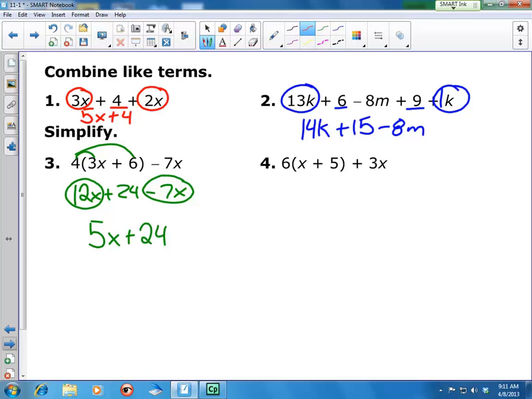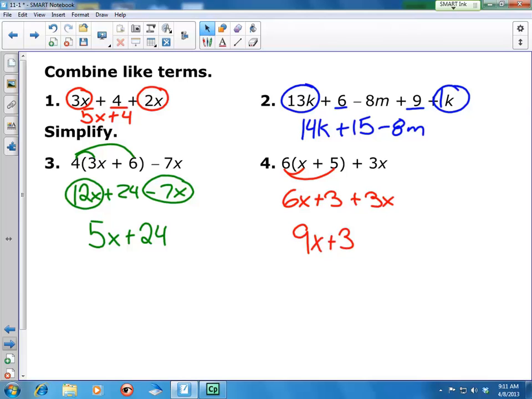Okay, what about number 4? Last one. What are we going to do first? That's right. So, yeah, I heard somebody say it. 6x plus 30 plus 3x. Okay, so what are my new values going to be when I combine our like terms? 9x plus 3. There you go, 9x plus 3. Good.